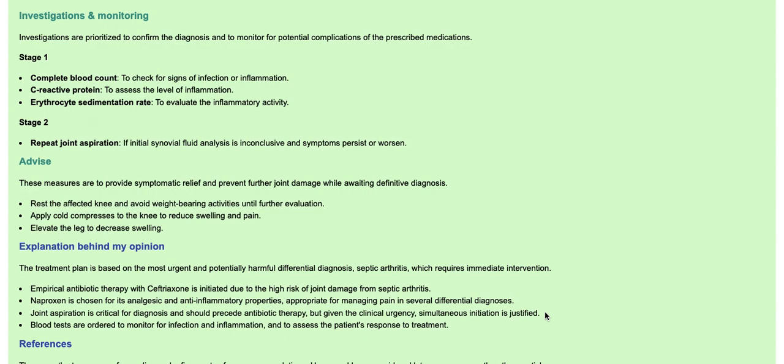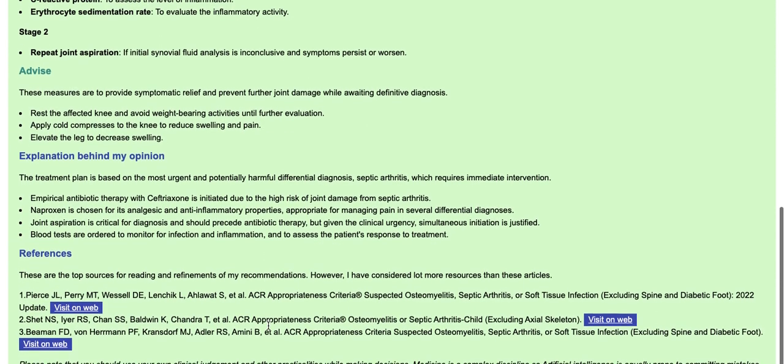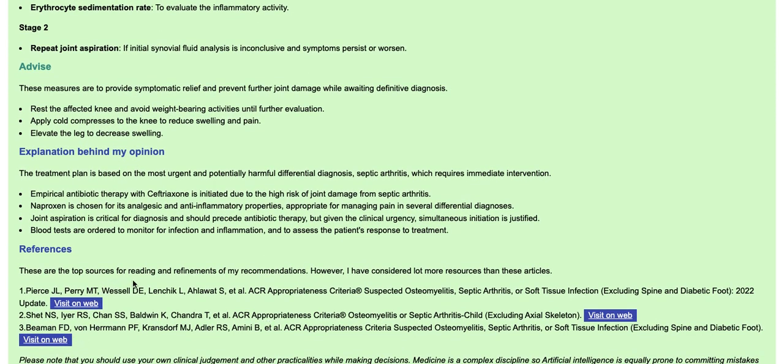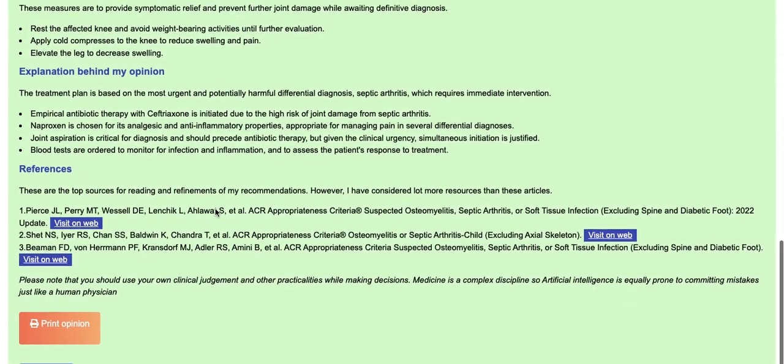We are somehow merging all the guideline recommendations, then applying some clinical judgment to it, so that ultimately the plan becomes more practical, right? And can be used in a real life scenario. So blood tests are ordered to monitor for infections and inflammations. And finally, these are the references. So these are the top sources of references, but of course the model has considered a lot more resources than just these three articles. So these are the three top articles that this model suggests.